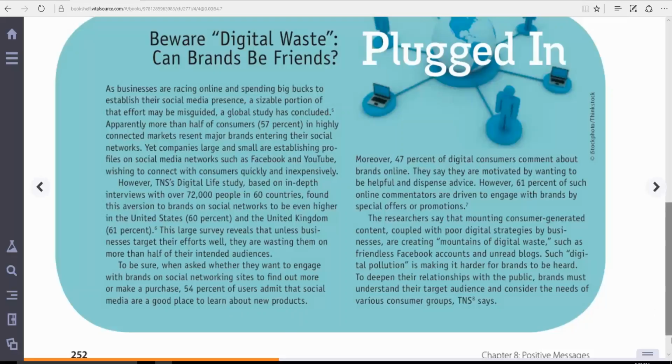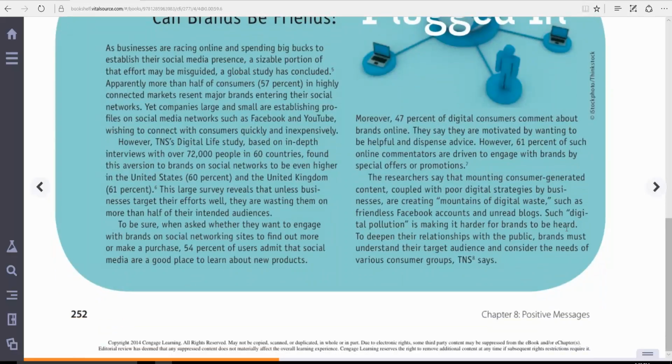Be sure, when asked whether they want to engage with brands on social networking sites to find out more or make a purchase, 54% of users admit the social media are a good place to learn about new products. 47% of your digital consumers comment about brands online. Say they're motivated by wanting to be helpful and dispense advice. 61% of online commentators are driven to engage with brands by special offers or promotions.